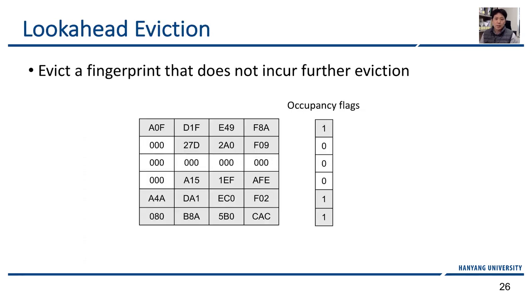Our next optimization is look-ahead eviction. This optimization selects the fingerprint to evict that does not incur further eviction. For that, it stores a single bit per bucket that represents the occupancy information of the bucket. If the bucket is full, the bit is set to 1, and otherwise it is set to 0. Instead of random eviction, look-ahead eviction examines the occupancy flag of each fingerprint's alternate bucket and evicts the one whose alternate bucket is not full. Note that this occupancy flag is stored in DRAM because it can be reconstructed from the filter when a failure occurs.